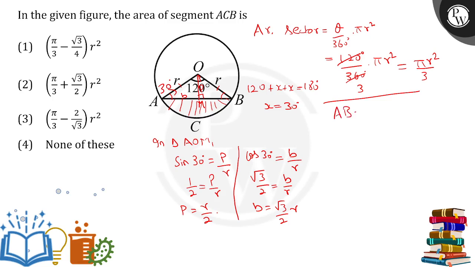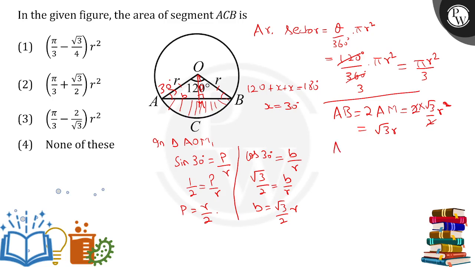AB will be twice of AM. So from here 2 into root 3 by 2 R, simply R. So I have the value over here of AB, that is root 3 R. Now I have the complete base, I have the perpendicular length.